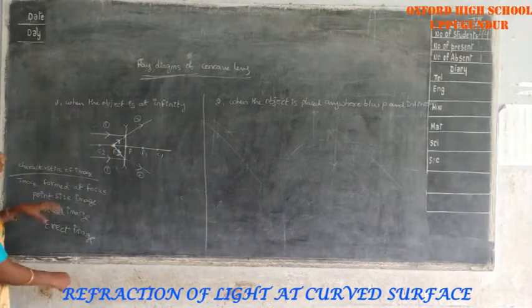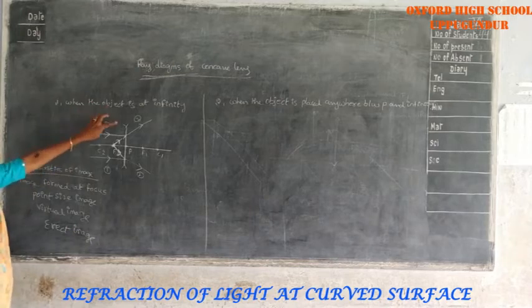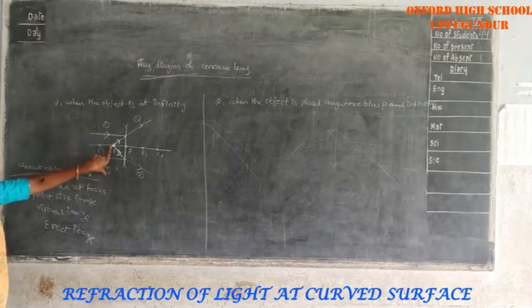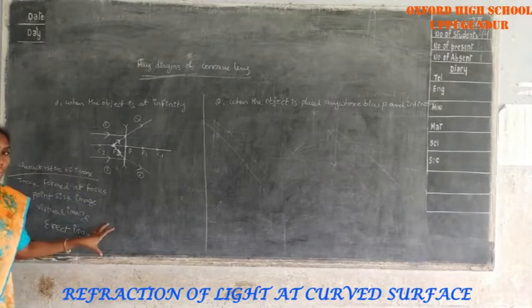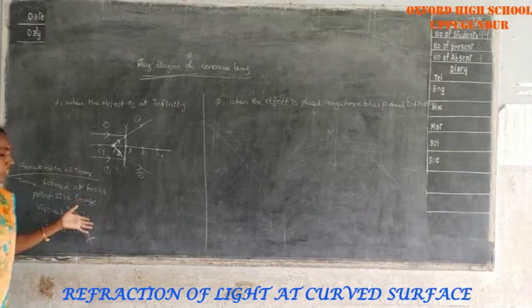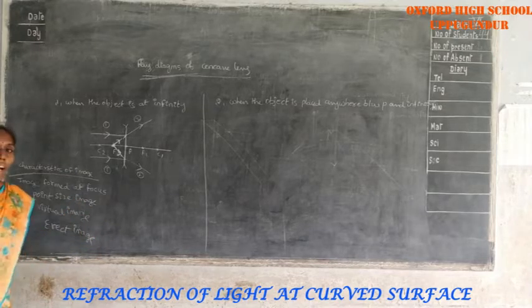In this case, when the object is placed at infinity, the image is formed at focus. It is a point-sized image. It is a virtual image. It cannot be captured on the screen. That's why it is an erect image.